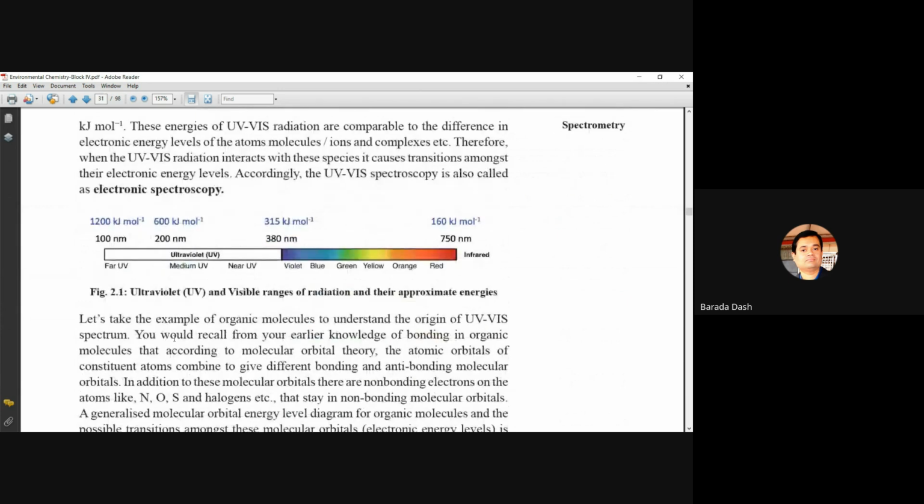So see, this is the electromagnetic radiation, and in this you have UV. Far UV is 100 nanometer, medium UV around 200 nanometer, and near UV equal to 380 nanometer. As you decrease the wavelength, like 100 nanometer, it becomes more and more energetic. So 100 nanometer has 1200 kilojoule per mole, which is the energy, and in case of 380 nanometer, 315 kilojoule per mole is the energy.